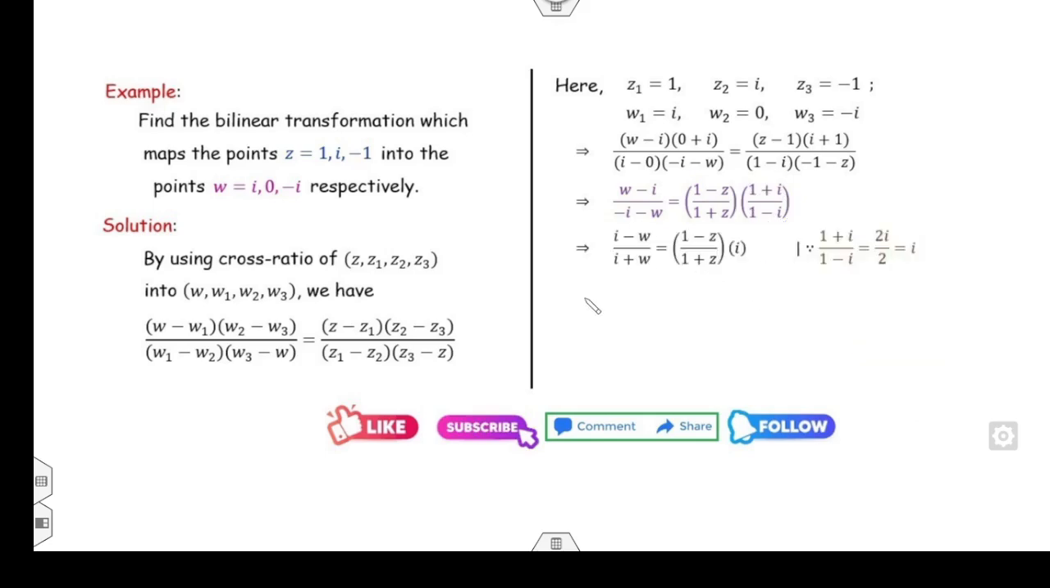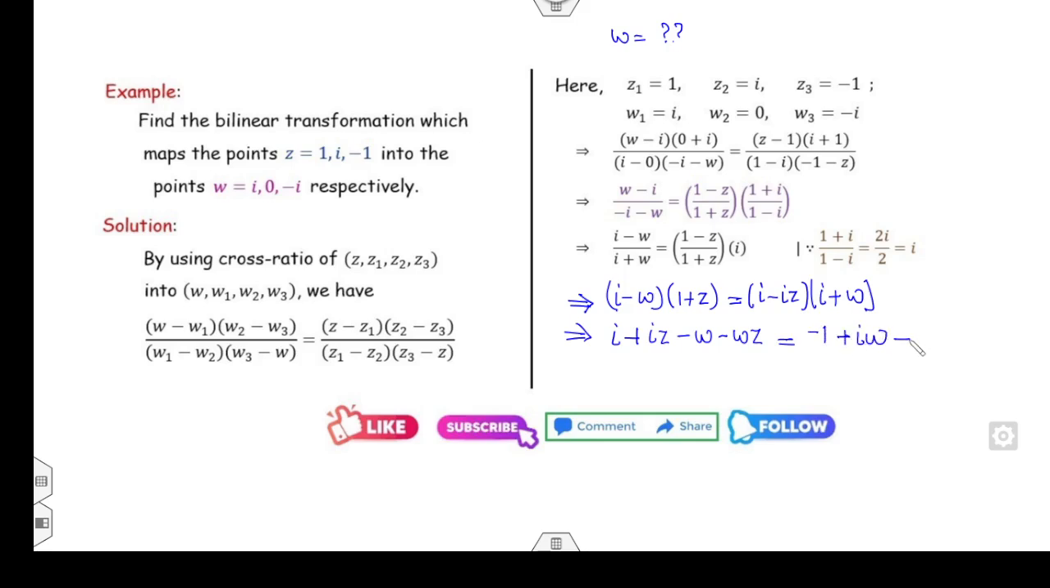Fine. Now you can cross multiply them because your target is to find the value of W. How can you find the value of W? I can cross multiply them. (Iota minus W) into (1 plus Z) equals (iota minus iota Z) into (iota plus W). So can you open this bracket? Iota plus iota Z minus W minus WZ. Iota squared is minus 1, plus iota W, minus minus plus Z, minus iota WZ.